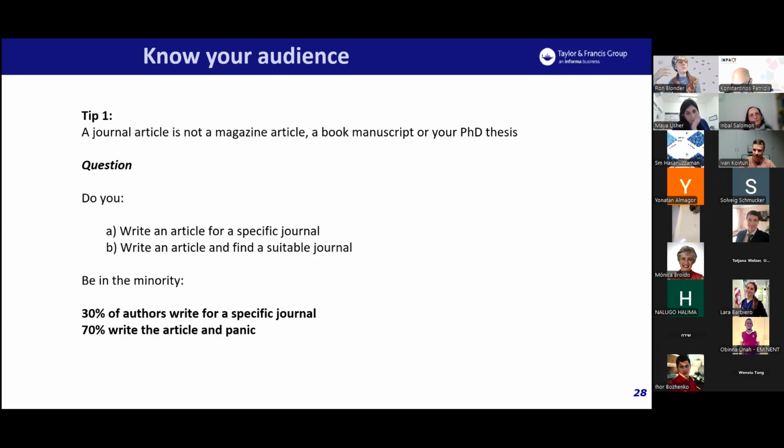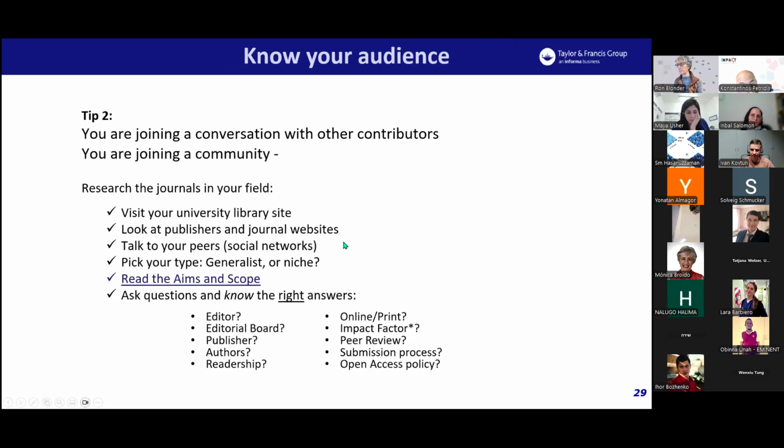atmosphere, way of talking, highlights of importance, okay? So it's really not trivial, but this is what we recommend, and we really see the difference between papers like this and papers like that.